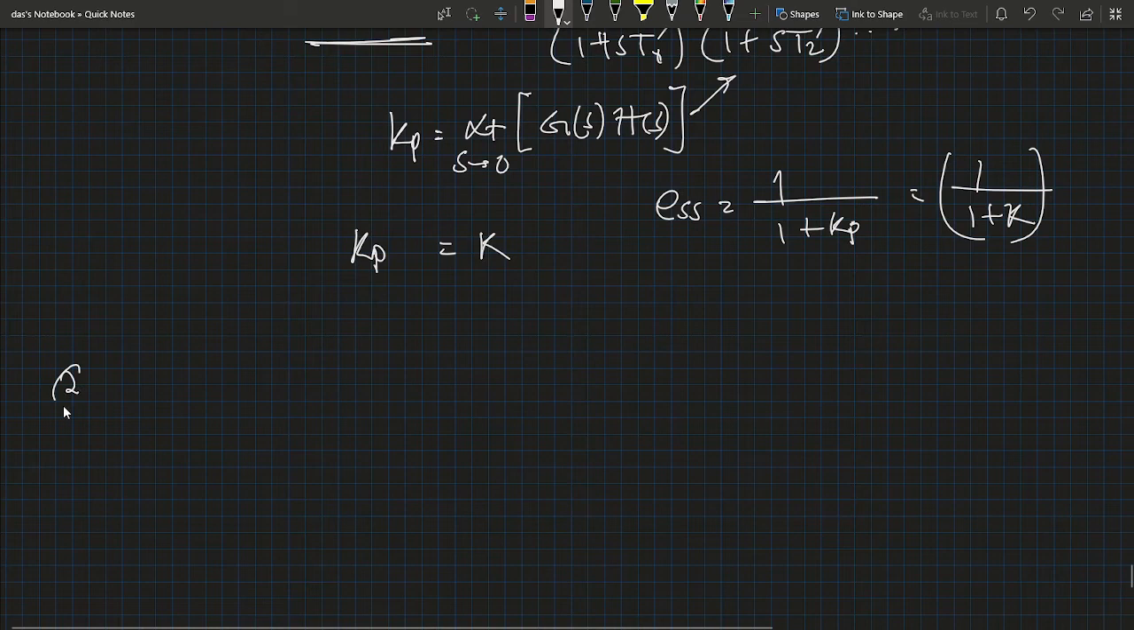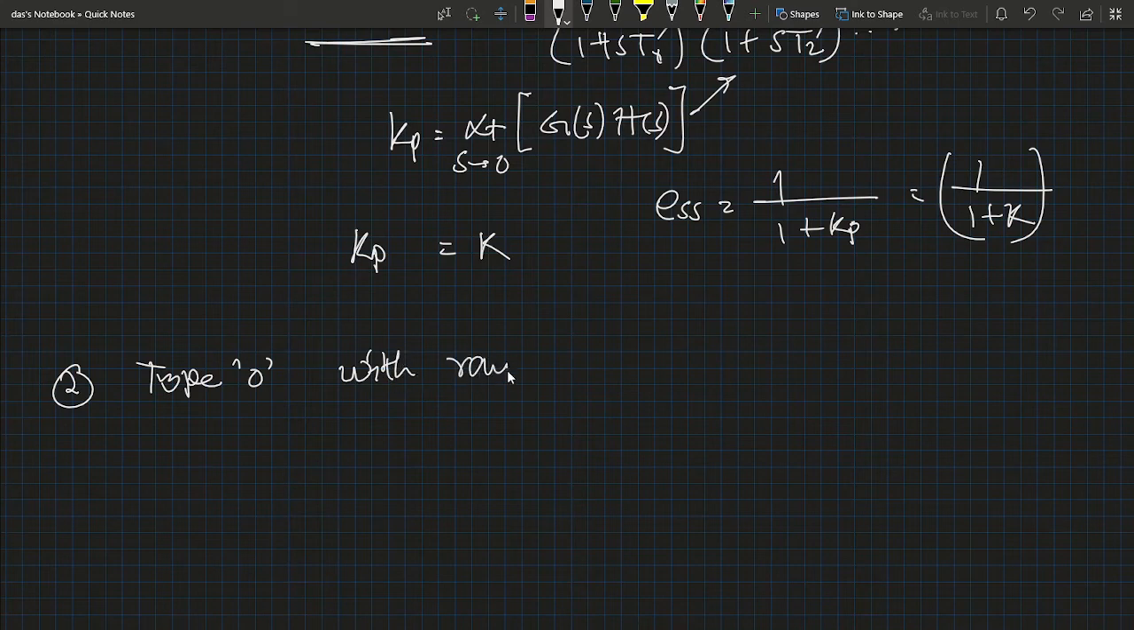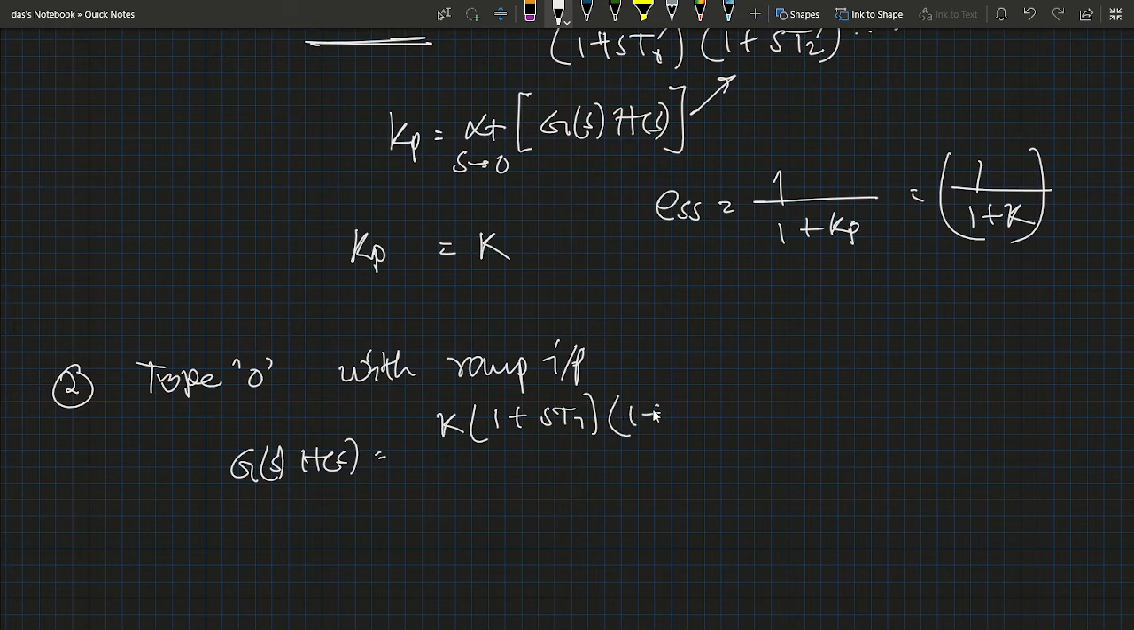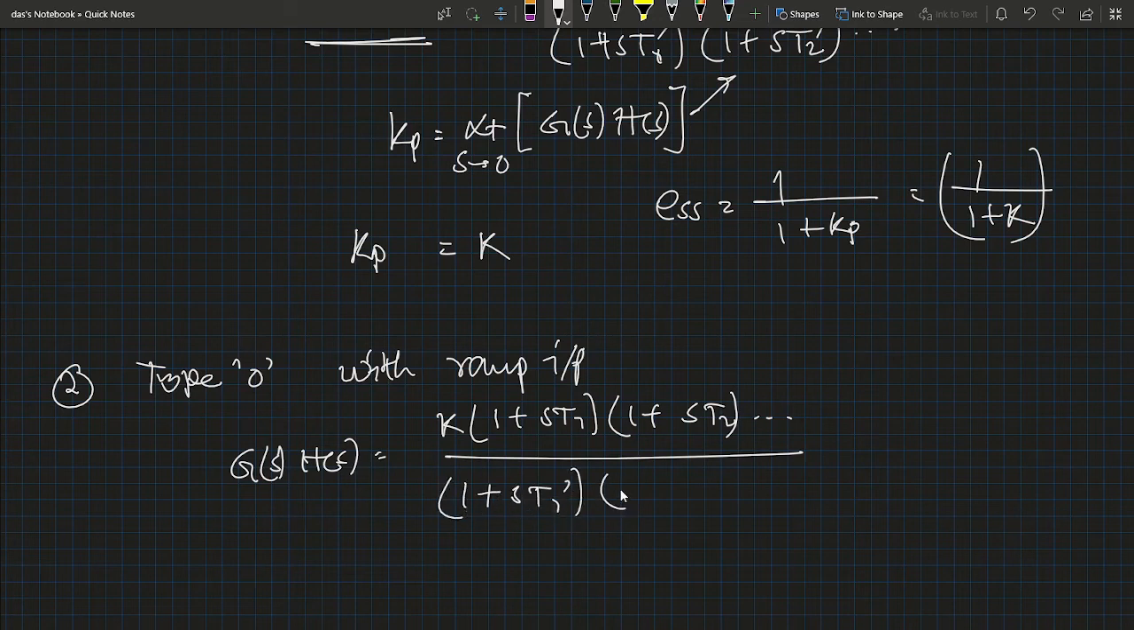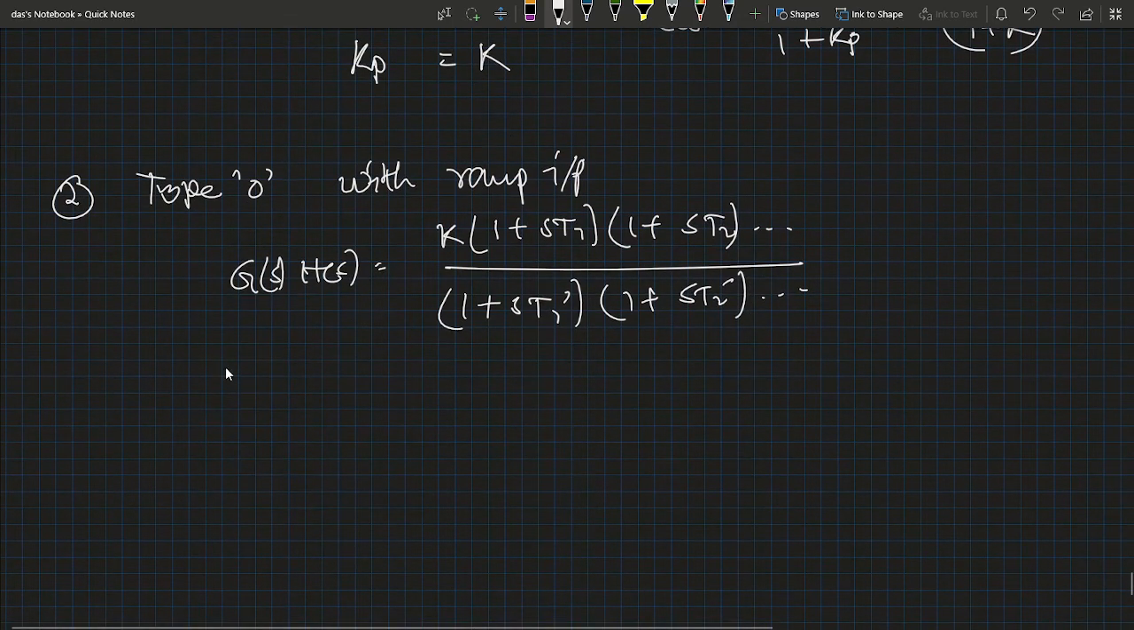Now we discuss again type 0 with ramp input. Okay, now again for the transfer function G(s)H(s), we write K(1 + sT1)(1 + sT2)... divided by (1 + sT1')(1 + sT2')... and so on. Now what is the formula of Kv?